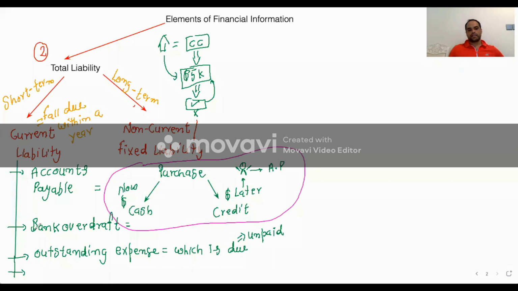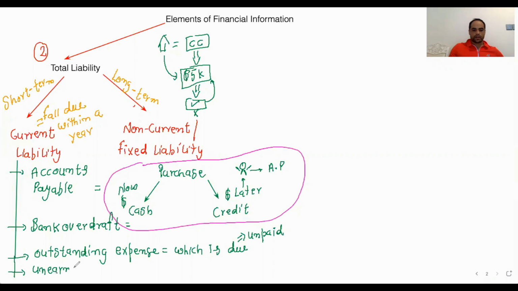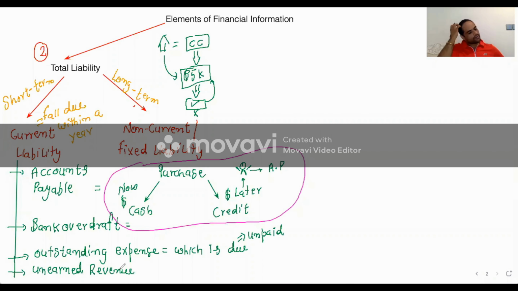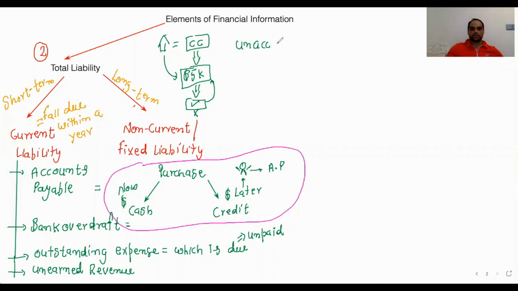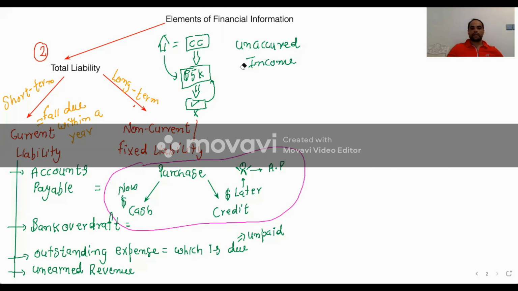Next is unearned revenue. Another name of unearned revenue is unaccrued income. Unaccrued income means unearned revenue, right?